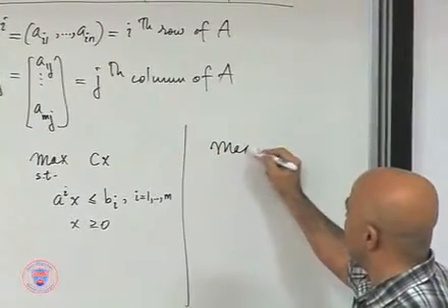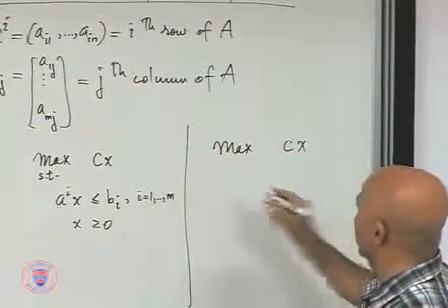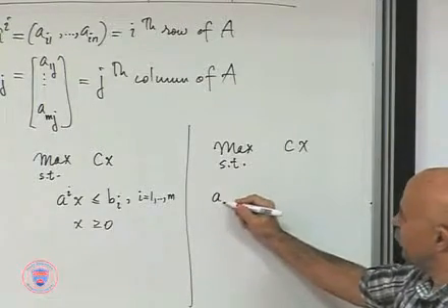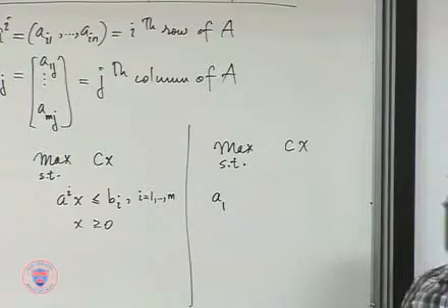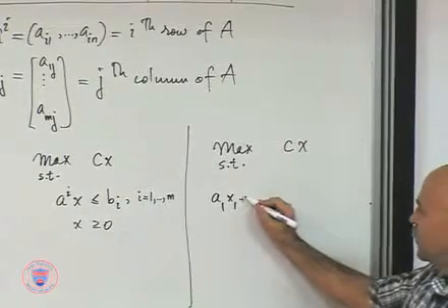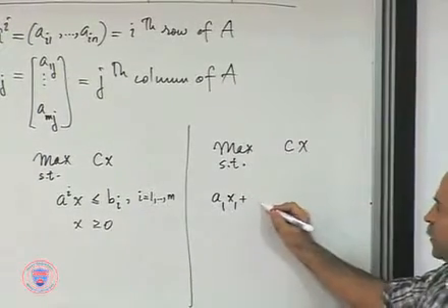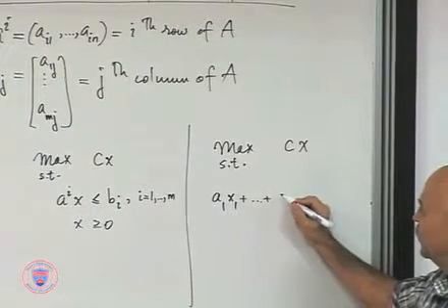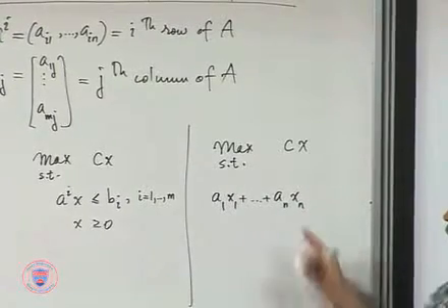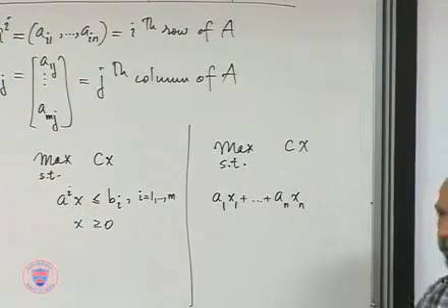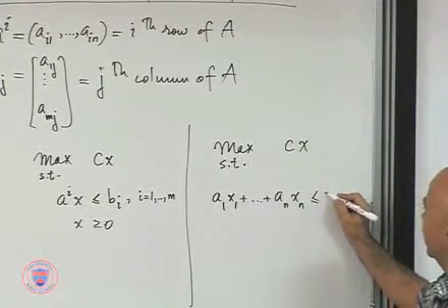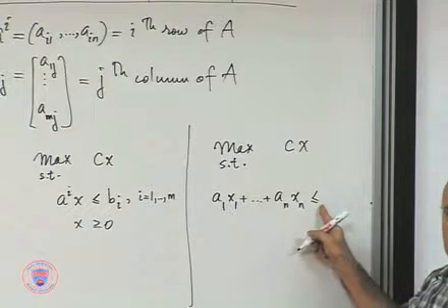Now, the same problem written in column format will look like the following. You take the first column, which is a column vector, multiply it with the number x1. You take the second column and do the same thing, multiply it with the second variable. And you keep doing this. So the last column times the last variable. This is a vector times a number. So you know what it stands for. And it's going to be less than or equal to B.